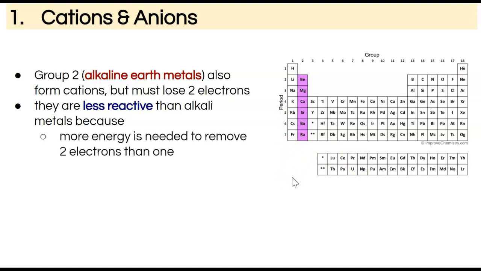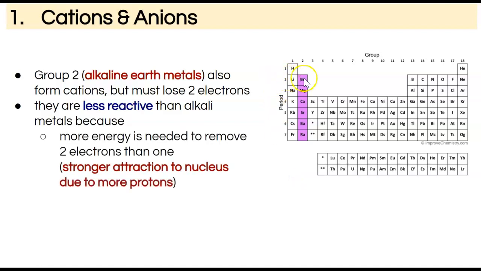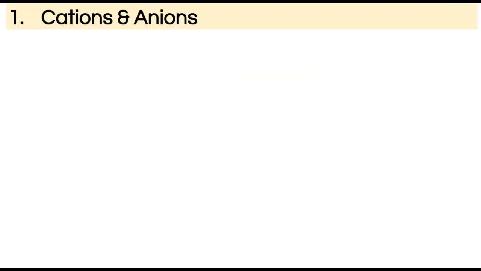There's going to be a stronger attraction to the nucleus because, as we move across here, these elements are going to have more protons in their nucleus, but they're also going to have to remove more electrons. So let's look at that in a little bit more depth.